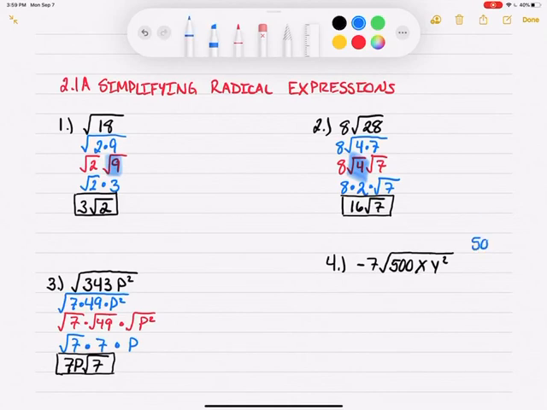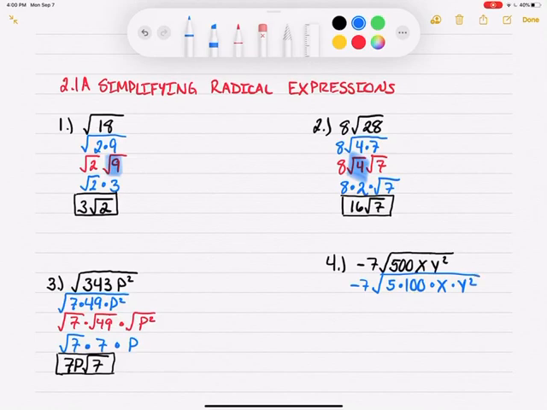500. First of all, the two zeros are kind of a dead giveaway. The easiest way to break 500 down would be 5 times 100, and you can take the square root of 100 pretty easily. So let's go ahead and break that apart. So right now what I have is negative 7 times the square root of 5 times 100 times x times y squared.